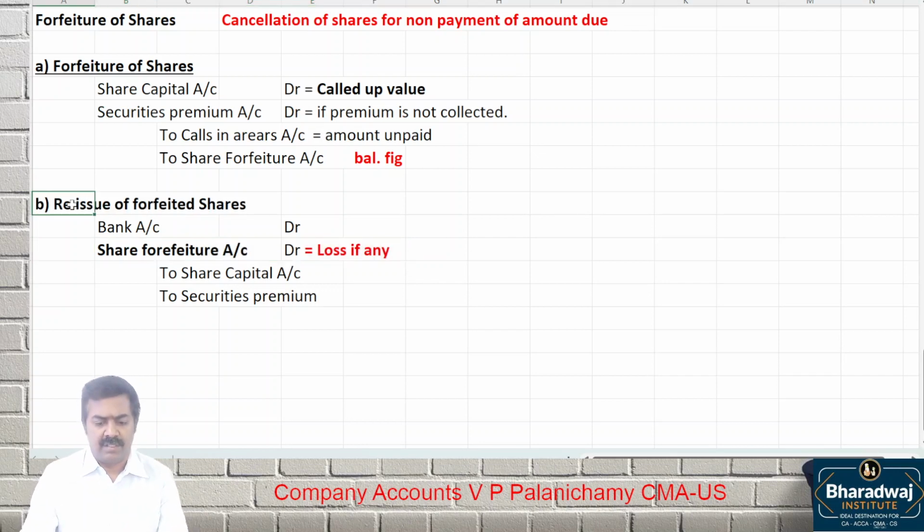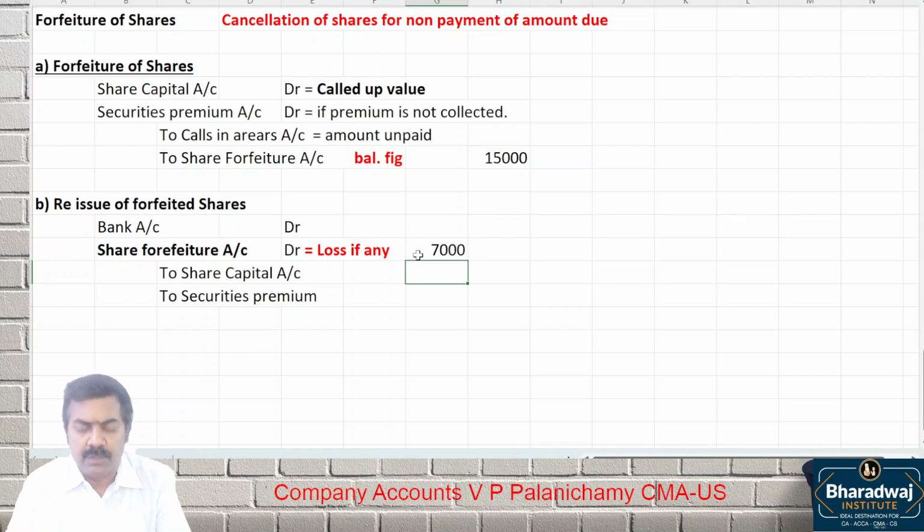Pay attention. When cancelling, there was share forfeiture of 15,000 rupees credit. When reissuing, there is a loss of 7,000 rupees. What is the net gain? 15,000 rupees, there was a gain. 7,000 rupees, there was a loss. What is the net gain here? 8,000. That net gain will be transferred.